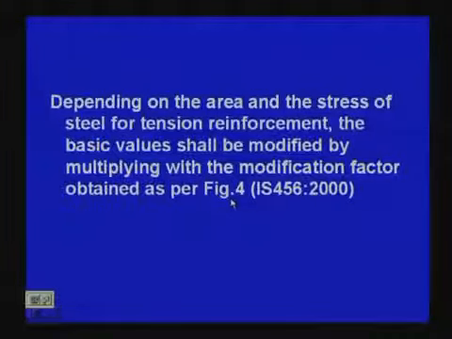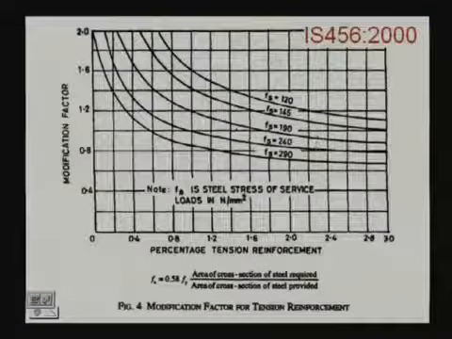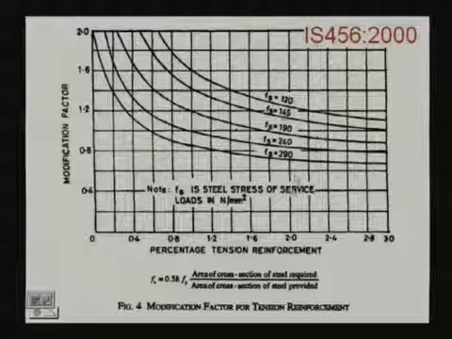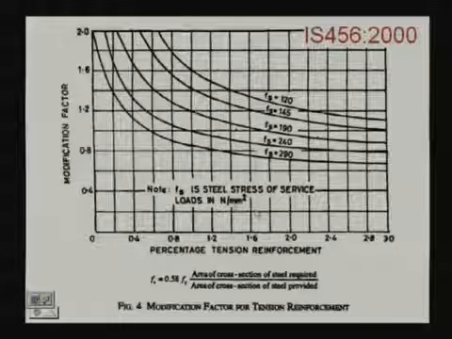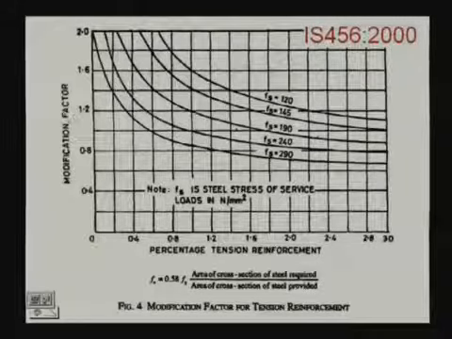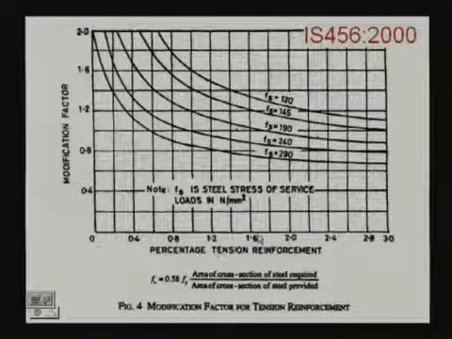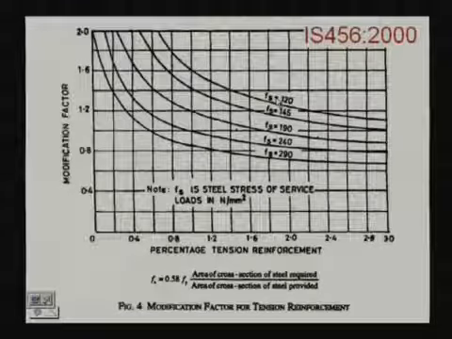There is one figure that we can take. What is the case? Area and the stress of steel, from there we shall find out, and we can further modify the basic value. Let us see figure 4. So, this is figure 4. For different grades, different stress, we can take it, and this is the service load in Newton per square meter. From there, that is the modification. That means we can use this code figure, and from the percentage of steel, we can modify.